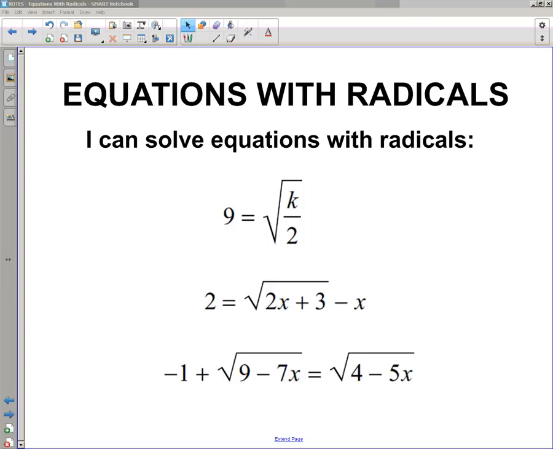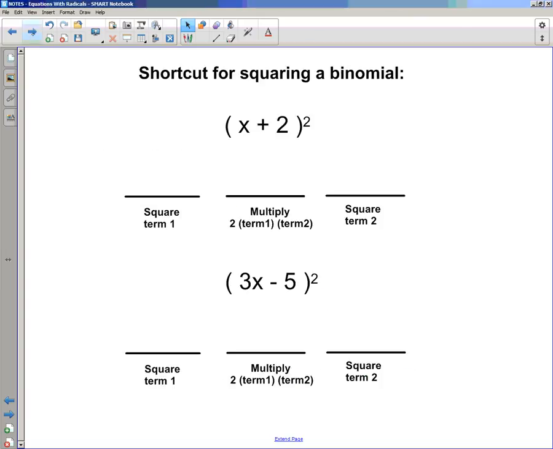Before we get into the nuts and bolts of how to solve equations like this, I'm going to go over a very useful shortcut that's going to save us some time.